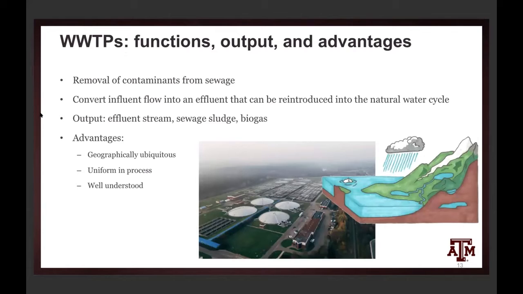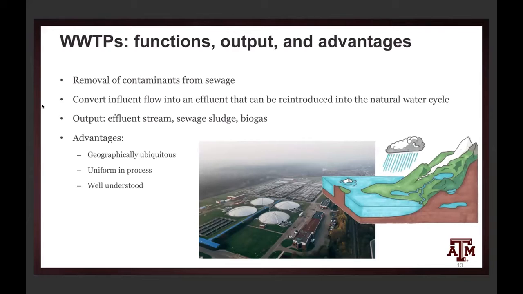Now, as we talk more about the next step of things, I'll tell you about wastewater treatment plants, some of their functions, outputs, and advantages of using them in our study. Even though I'm sure some of you have already gone on visits and done assessments regarding wastewater treatment plants. Basically, wastewater treatment plants do a great job at removing contaminants from sewage. This can be industrial sewage, or most commonly, residential sewage, right? And they turn this flow of sewage into an effluent water stream that can be reintroduced into the natural water cycle.